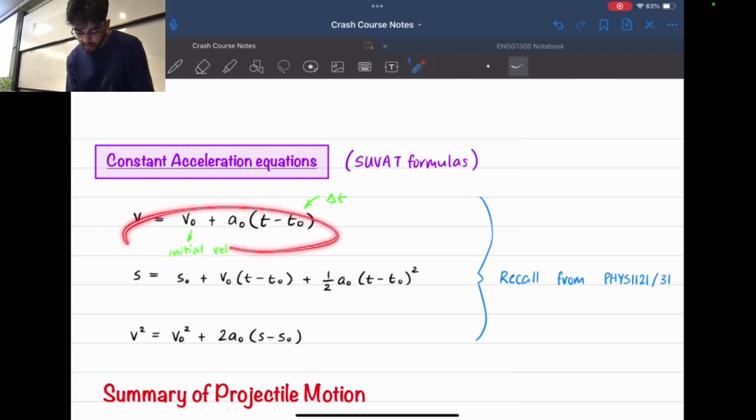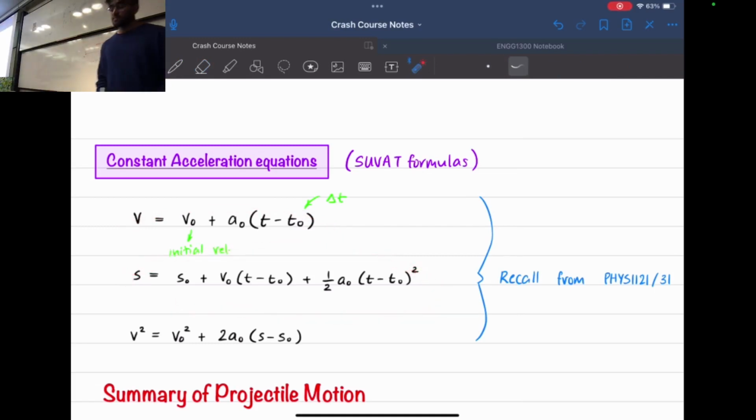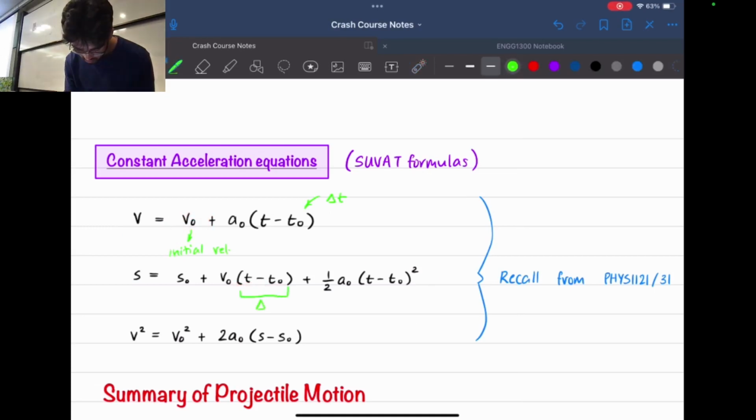So that's velocity. This one's going to be for displacement, okay? So we have an initial displacement from the origin, with respect to the origin, plus our v0 from before, multiplied by change in time. So I'll say change in time. Can you guys see the green? Okay, good. Plus a half a times the change in time squared.